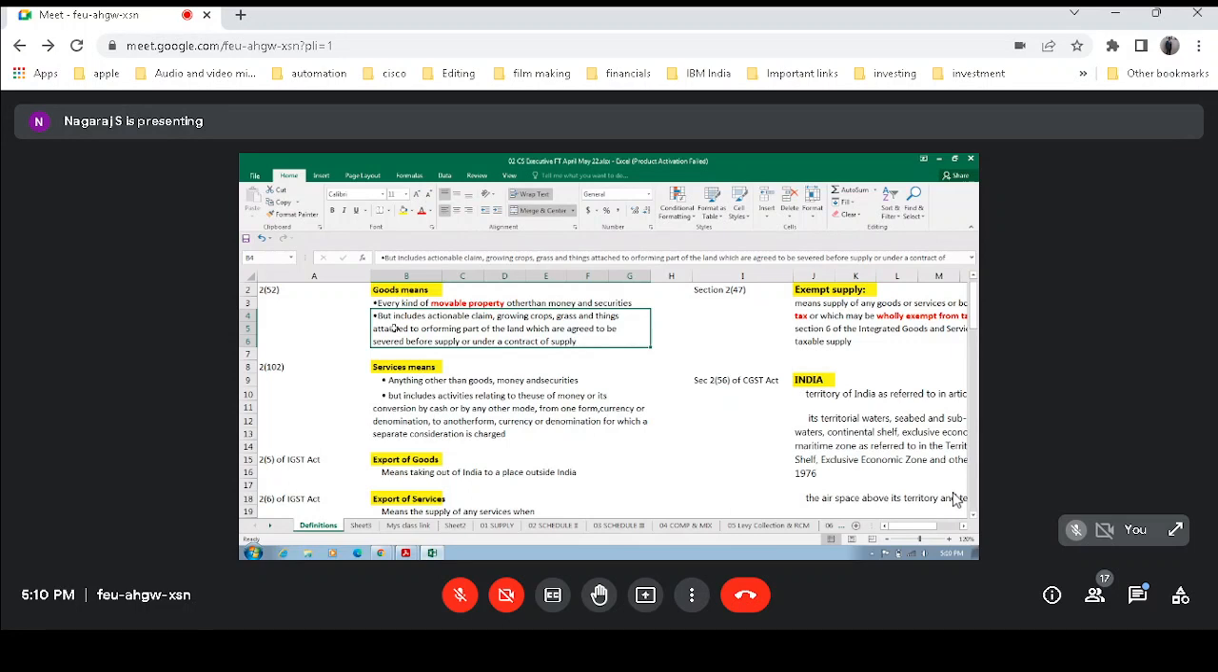Okay, and things attached. Sir, can you give an example for actionable claim? I will tell you when it comes to services, I can give examples. But not exactly for goods, I cannot find the example. When it comes to services, I will tell you actionable claims are also included there.